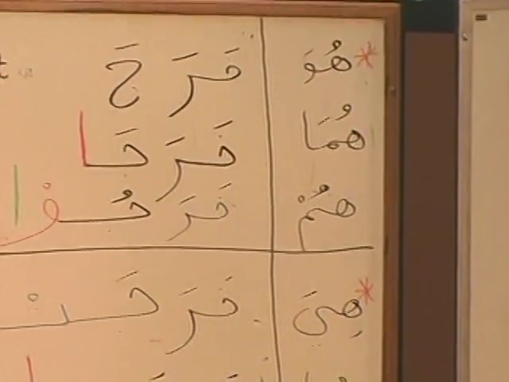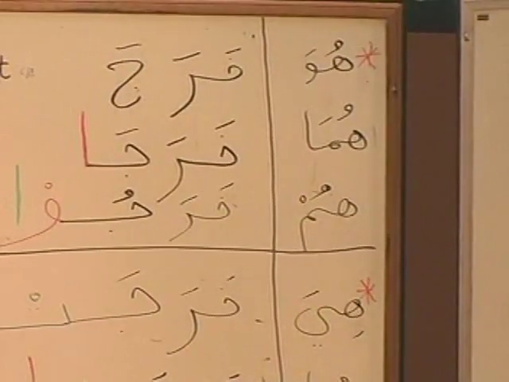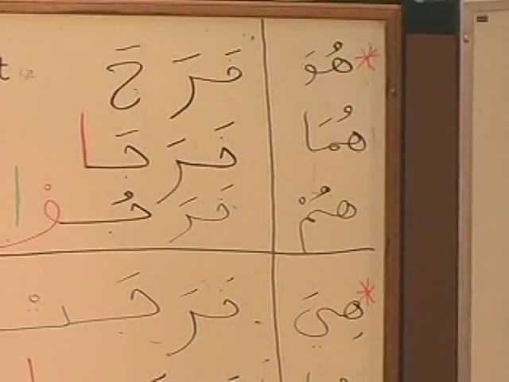Okay. So, dakhala, he entered. Dakhala, two of them entered. Dakhalu, they entered. Dakhalat, she entered. Dakhalata, two of the ladies entered. Are you with me? So that's the way it is.